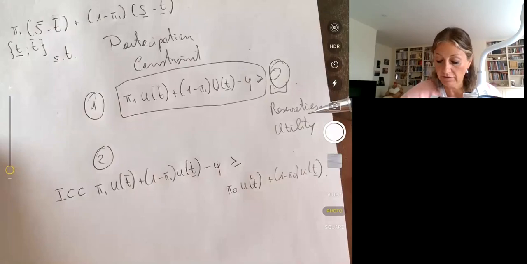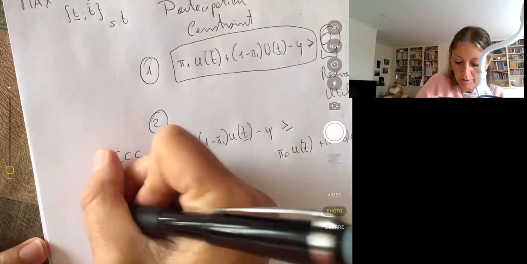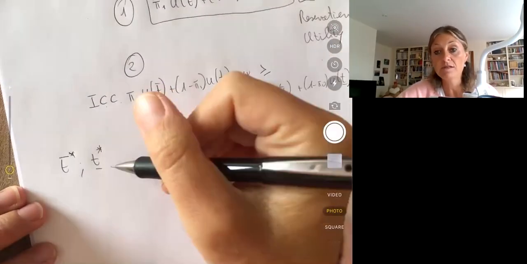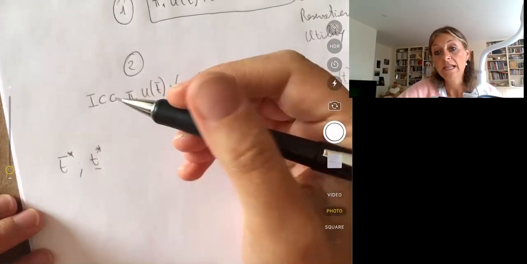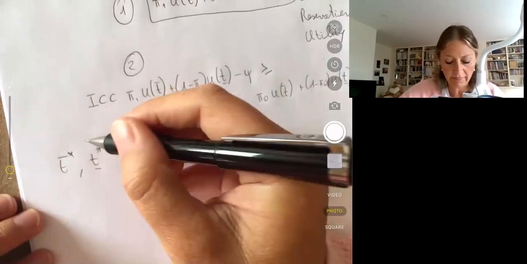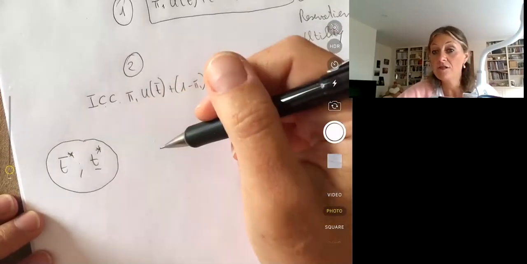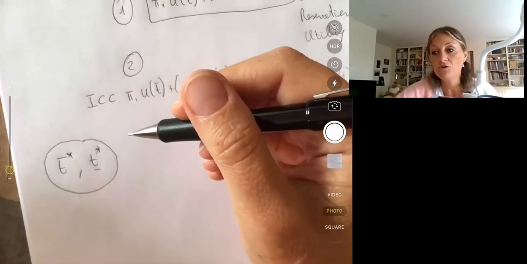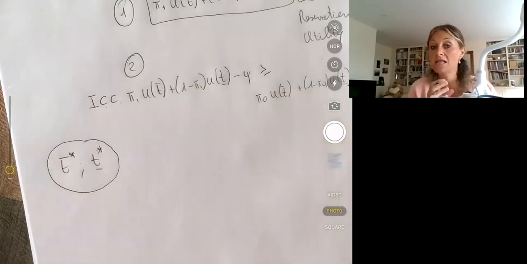Remember what we are after. We are after T upper bar and T lower bar optimum, which are the ones that are going to be included into the reward schedule of the agent, so that he will not only accept the contract, but also exert the high level of effort. So these are the ones that the principal is happy with, and also the agent is happy with.